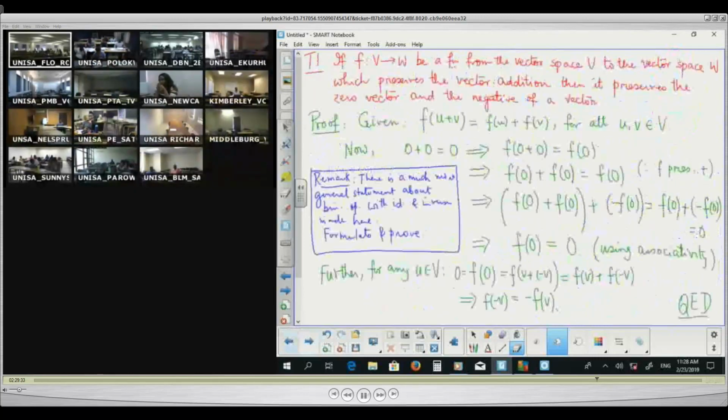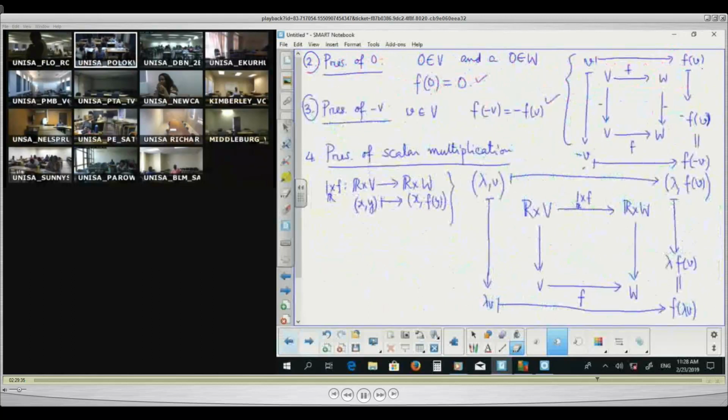Yes. The part where it's x, y, arrow, x, f, y, could you please just quickly explain that to me again? I just needed this top horizontal map, and that is what I was defining. So R cross V to R cross W.